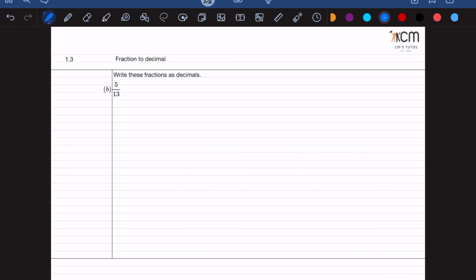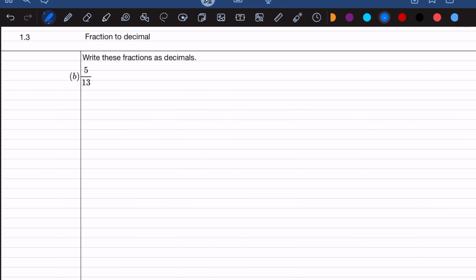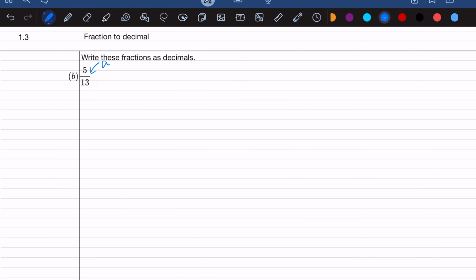Oh, I have got a proper fraction. How do I know it's a proper fraction? Well, our numerator is smaller than our denominator. We're going to divide our 13 into 5. So first, we need to work out the multiplications of 13. If you know it by heart, it's okay. It will be great. If you don't know by heart, we're going to have to work out on here.